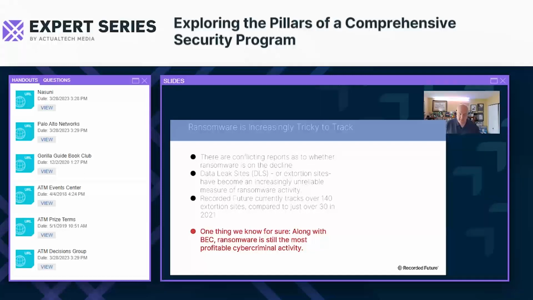And the other thing is there's been a diversity in the ransomware market, where in 2021 we were tracking just over 30 extortion sites. Now that number has ballooned to over 140. So a big difference in the total number of ransomware groups, most of them small, what I like to call handcrafted artisanal ransomware. But they're not the kind of nice people that you find in a little shop in Vermont, so don't get me wrong there. What we do know though is that along with business email compromise, ransomware is still the most profitable cyber criminal activity. Nothing else has taken its place there.